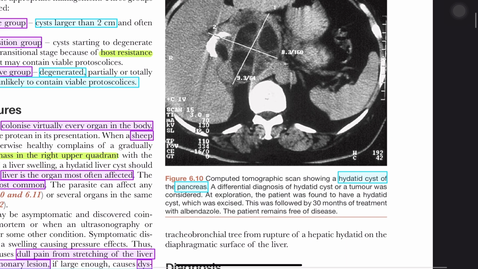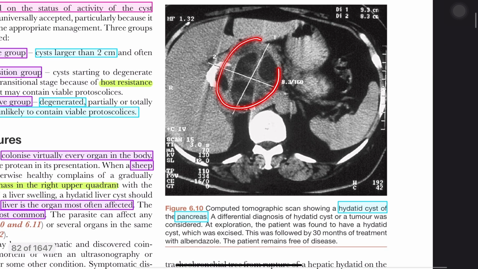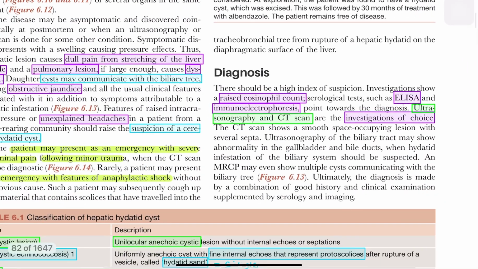This is a CT scan of a hydatid cyst of the pancreas. Not liver, pancreas.